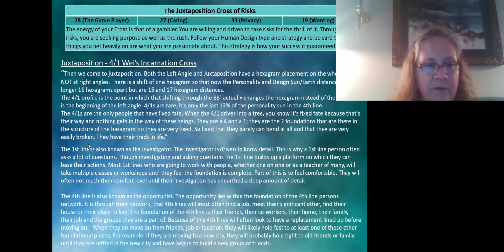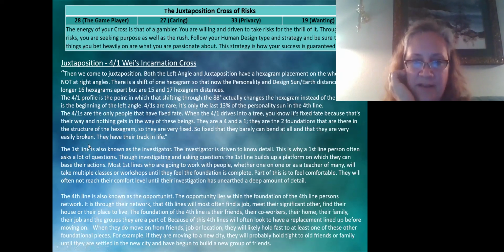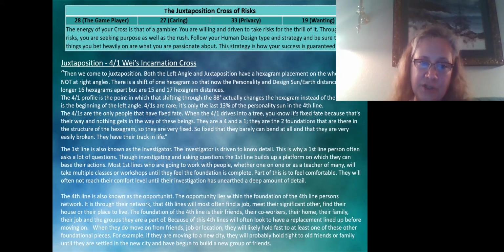The 1st line is also known as the investigator, and we know, those of us who know Wei know that she is an investigator, driven for detail. She really investigates everything she looks into. She's an avid learner. So this is why the 1st line person often asks a lot of questions, and through investigating and asking questions, the 1st line builds up a platform on which they can base their actions.